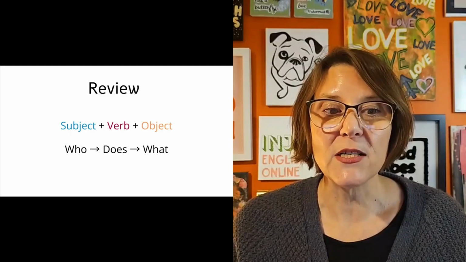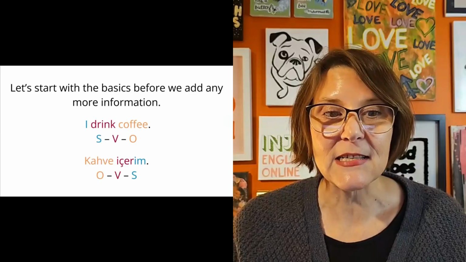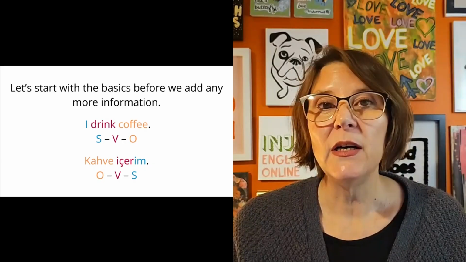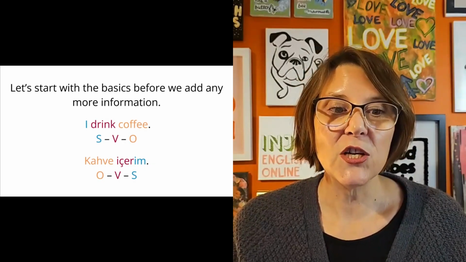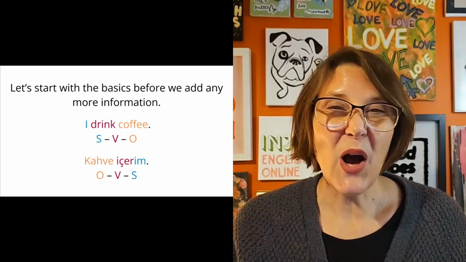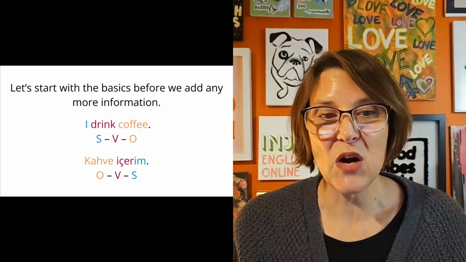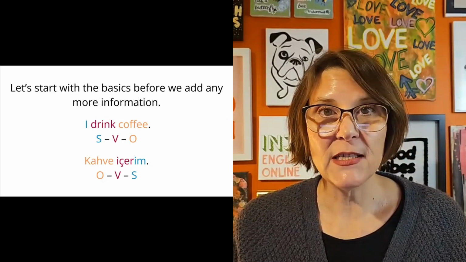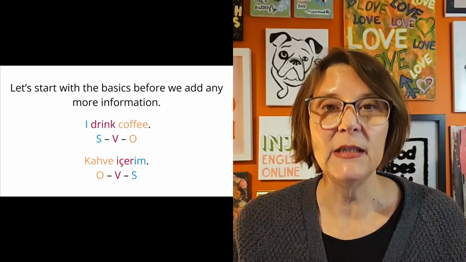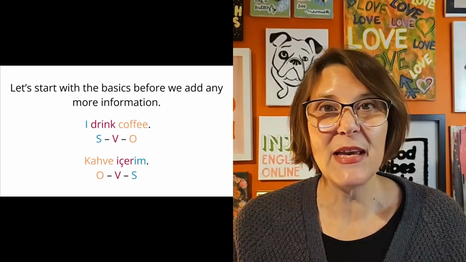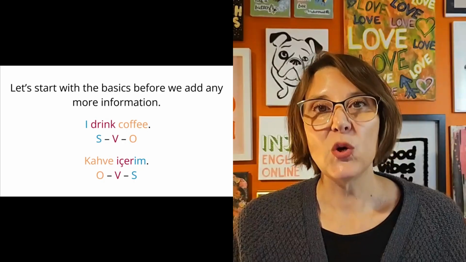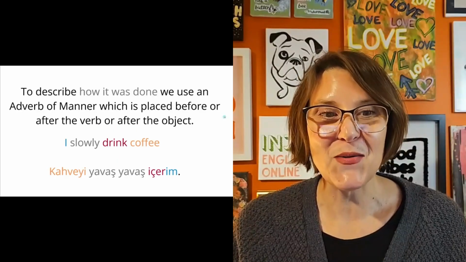Subject, verb, object. Who does what in the sentence? I drink coffee. I subject. Drink verb. Object coffee. In Turkish, kahve içerim. Now, we can say ben kahve içerim, but often we don't when we're just speaking in daily conversation. Kahve is our object. İçer is the basic form of the geniş zaman verb. And im is kind of our subject because it tells us that we're talking about first person, which is I. So let's stick to that. Don't get freaked out. We know this.